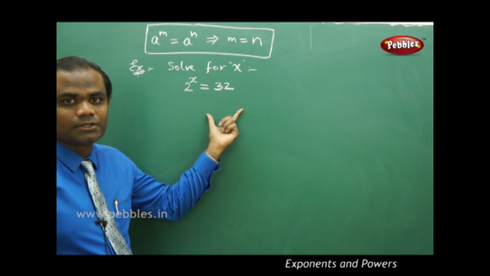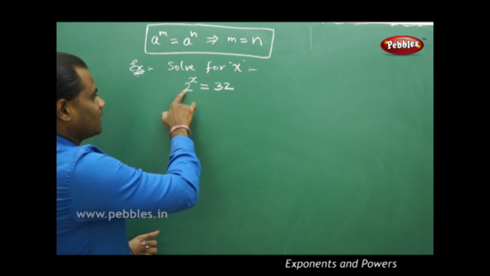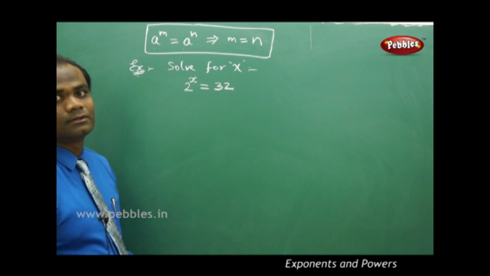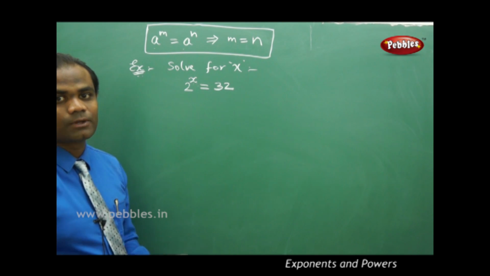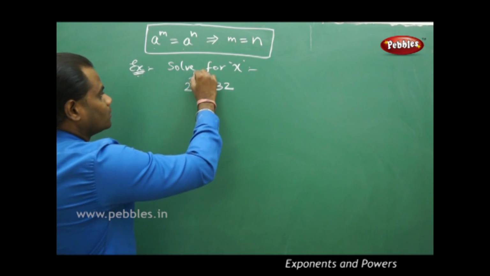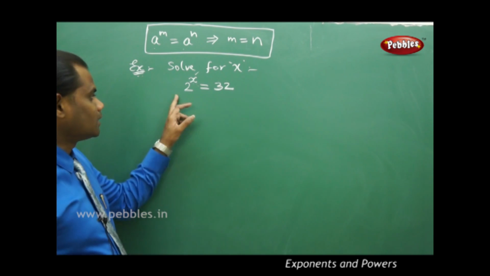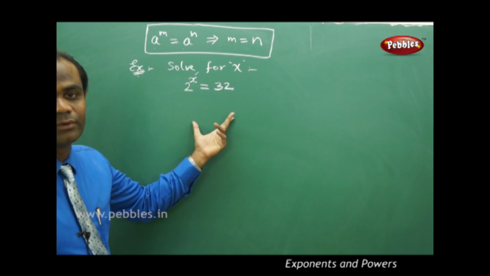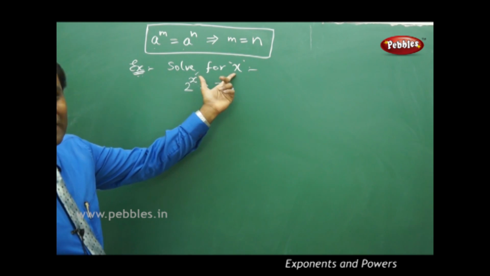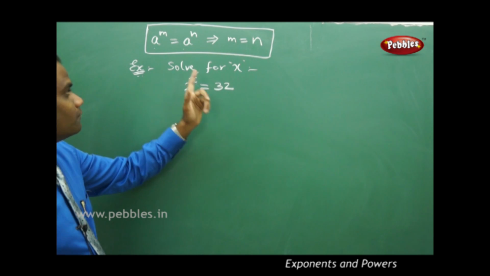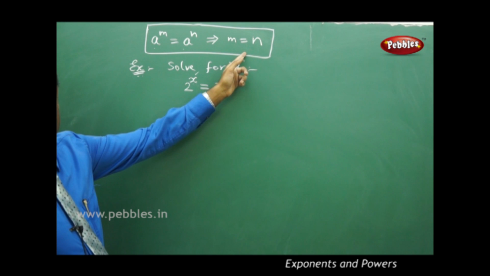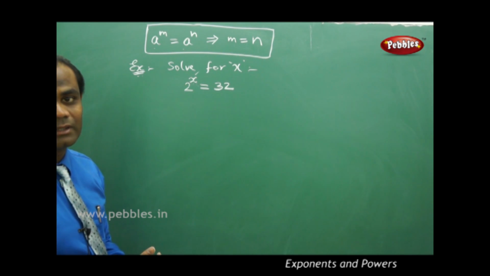This is called an exponential equation because this is having an unknown in the power. So such equations are called exponential equations. An unknown in the power or exponent form is called an exponential form, and an equation of that form is an exponential equation. Now to solve or find the value of x for this equation, we use this property, and that is how we get the value of x. Let's see how.